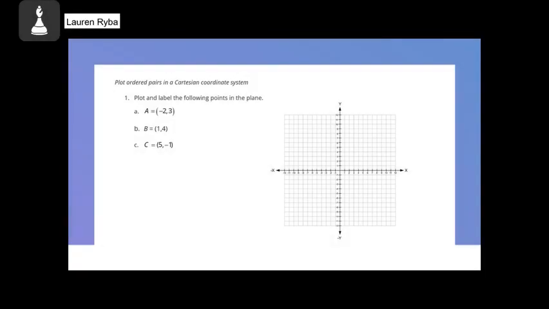The first thing we're going to do is plot some points in the Cartesian coordinate system. Remembering that your x-axis is from left to right and your y-axis is the up and down. And when you plot a point, it is x followed by y. So the first number is going to tell us if we move left or right, and the second number is going to tell us if we move up or down.